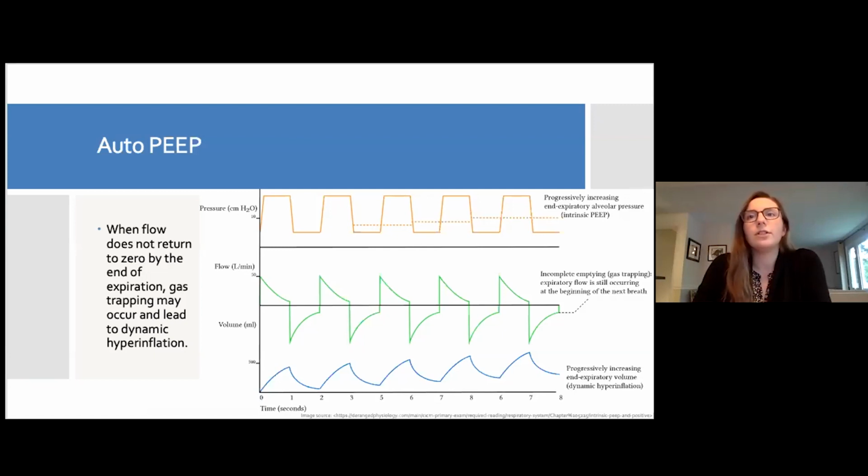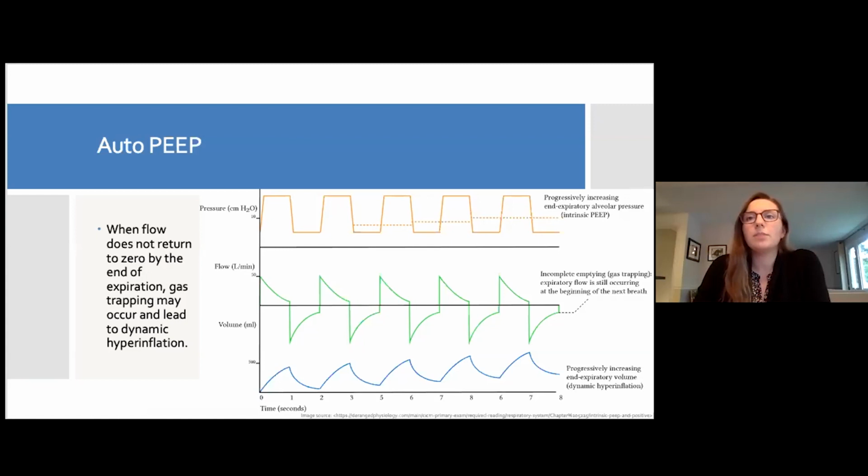It's not returned to zero. What that means is there's incomplete emptying or gas trapping when that expiratory flow is still occurring when the next breath starts. This can lead to dynamic hyperinflation, which is demonstrated in the volume waveform, which is the blue line at the bottom.